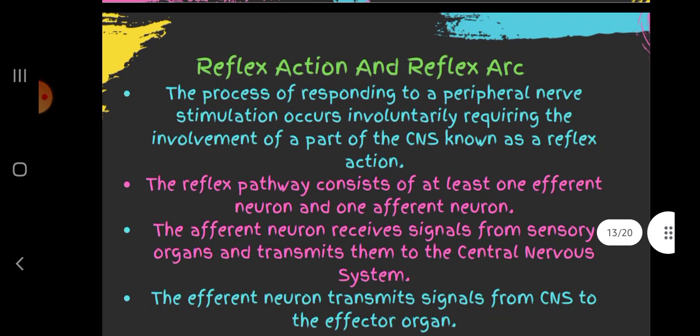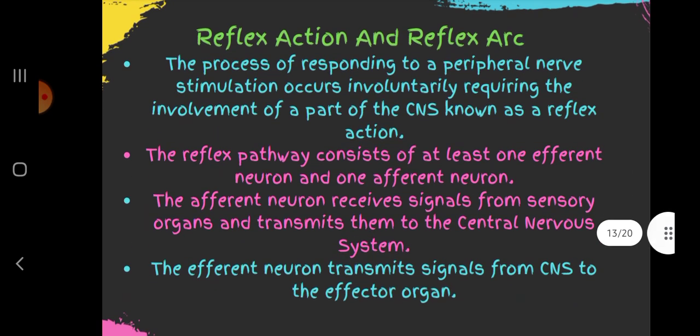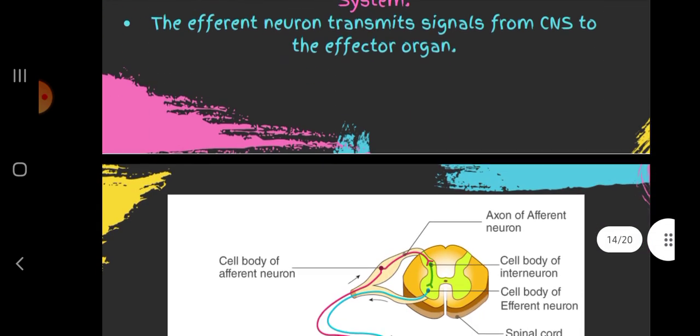Then reflex action and reflex arc. The process of responding to a peripheral nerve stimulus, occurring involuntarily and requiring the involvement of a part of the CNS, is known as reflex action. The reflex pathway consists of at least one efferent neuron and one afferent neuron. The afferent neuron receives signals from sensory organs and transmits them to the central nervous system, and then the efferent neuron transmits signals from the CNS to the effector organ.